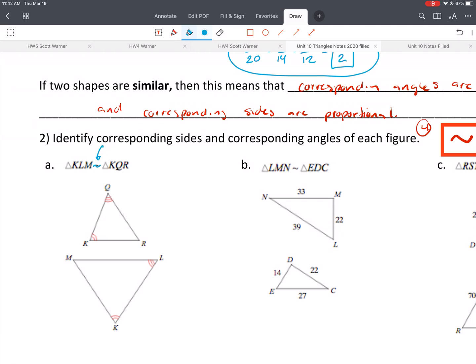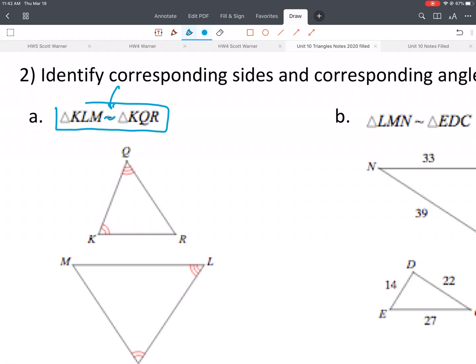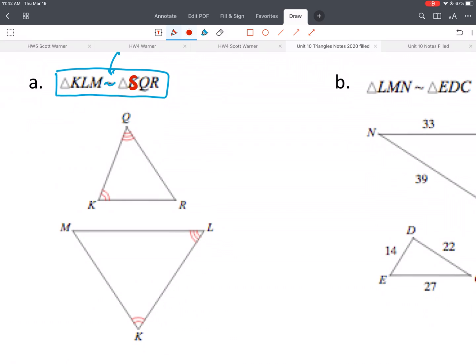All right, so this, what they wrote right here, is called the Similarity Statement, and this will help us know which angles correspond and which sides correspond. We're going to change this to an S so that we don't have the same letters. So right here, we'll say that's an S. So this triangle QLM, sorry it's a little blurry, says it's similar to triangle SQR. And the order of those letters really matters.